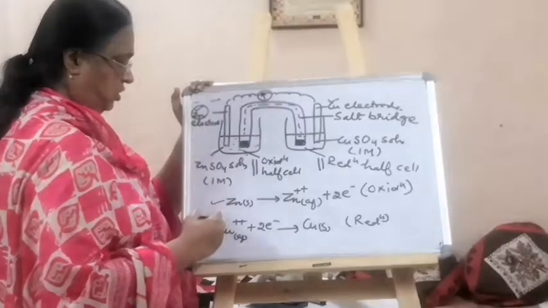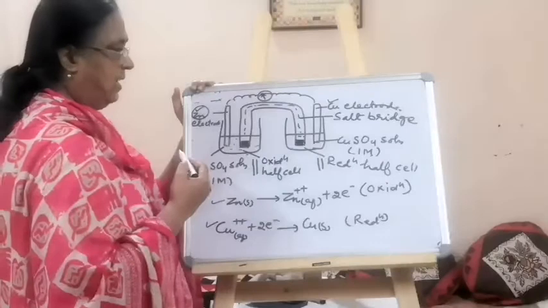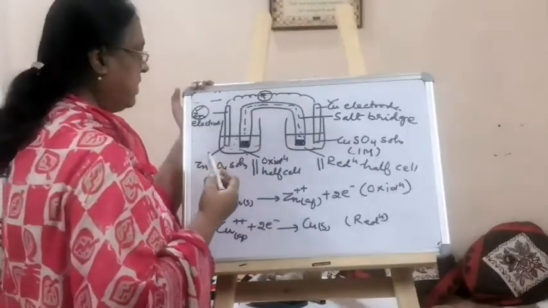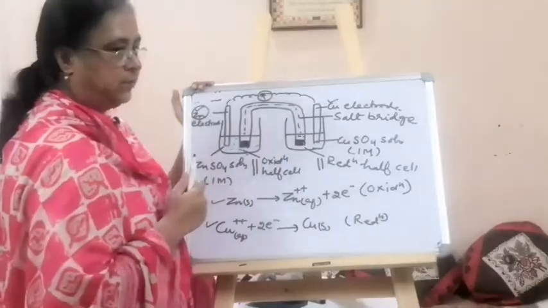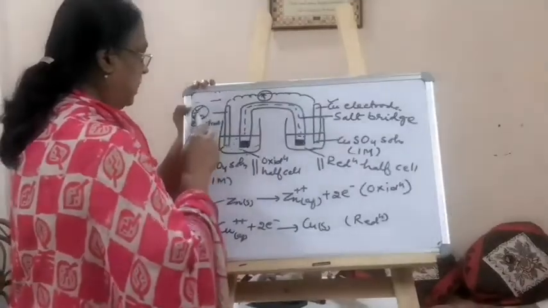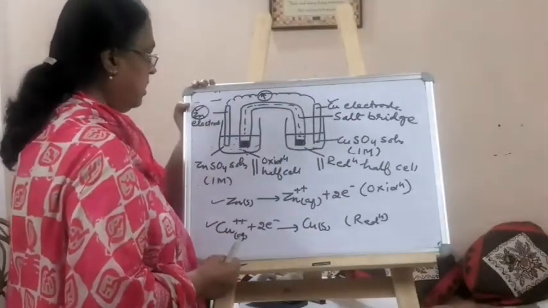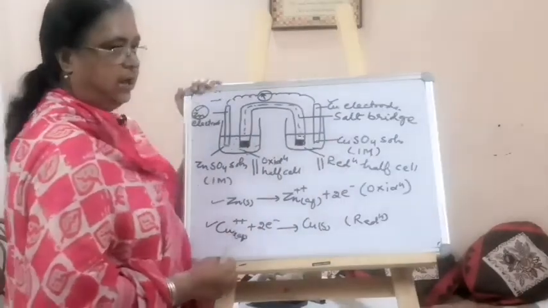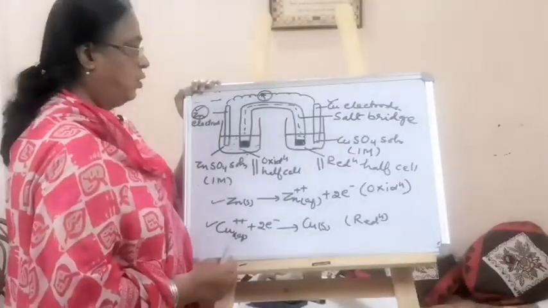Oxidation and reduction reaction in this electrochemical cell, in this galvanic cell, depends upon the nature of the metal which is used in these two half cells. Zinc, you know, is much above copper in the reactivity series. So zinc and copper do not have the same reactivity. Zinc is more reactive than copper.